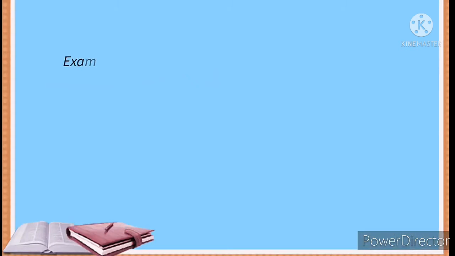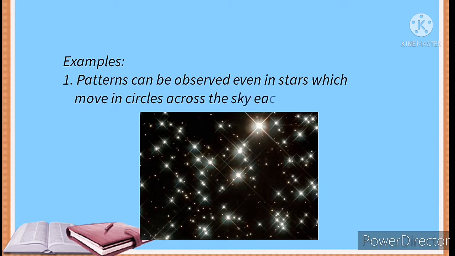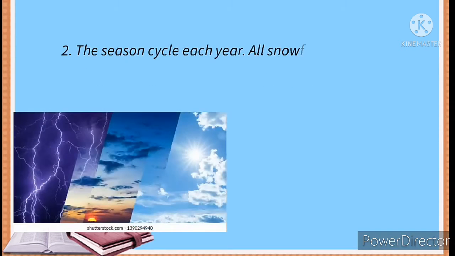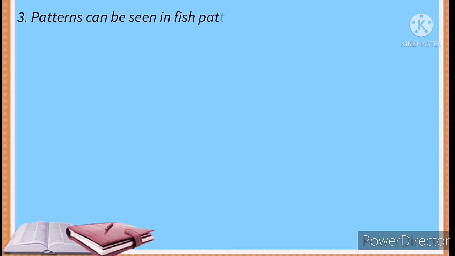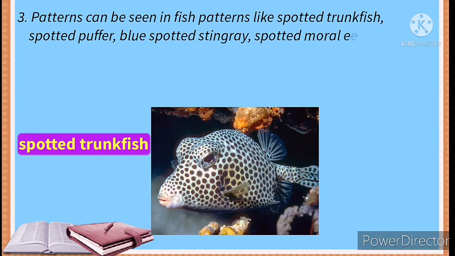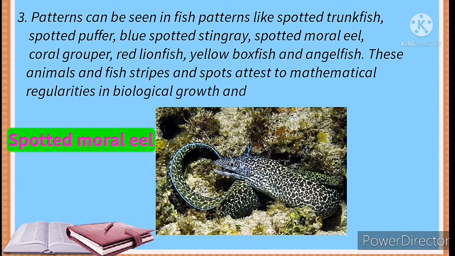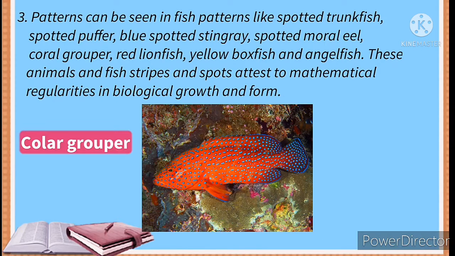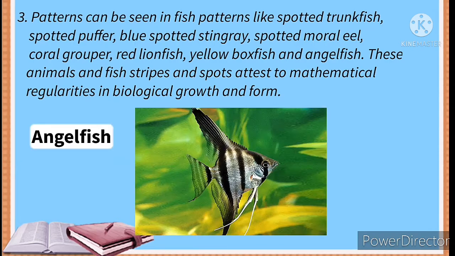prediction. For example, patterns can be observed even in the stars which move in a circle across the sky each day. The seasons cycle each year, and all snowflakes contain six-fold symmetry, though no two are the same. Patterns can be seen in fish like spotted trunkfish, spotted puffer, blue spotted stingray, spotted moray eel, coral grouper, red lionfish, yellow boxfish, and angelfish.